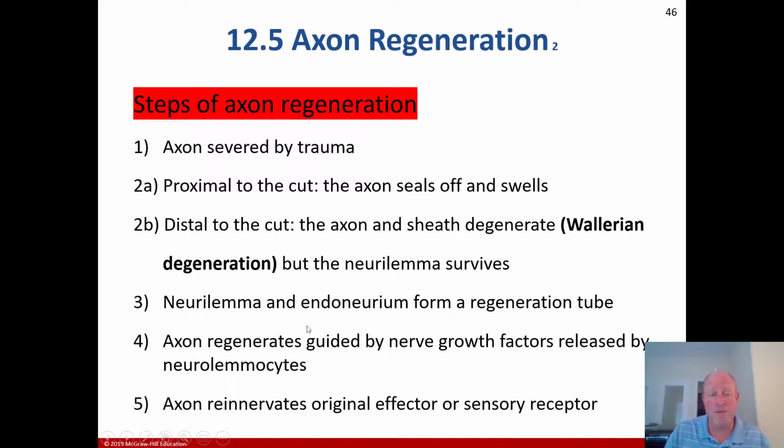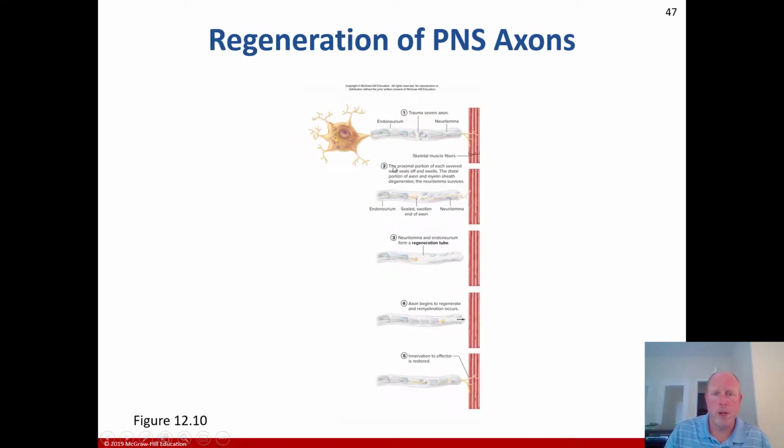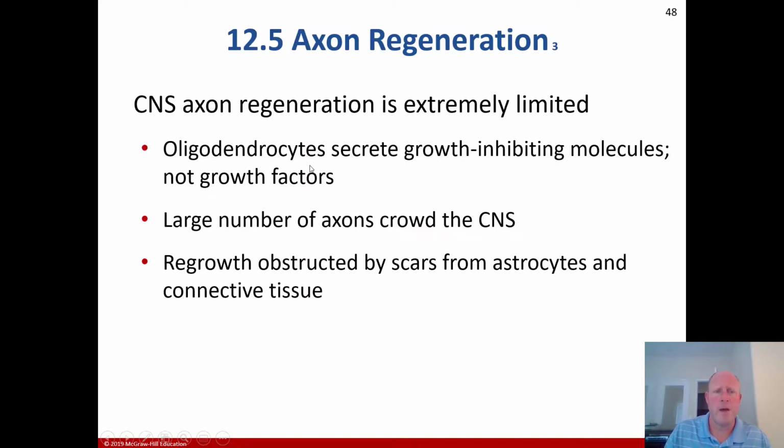But the neurolemma survives. The neurolemma and the neurium form a regeneration tube. And the axon regenerates, guided by nerve growth factors that are released by the neurolemmacytes. That axon reinnervates the original effector or the sensory receptor. So in that respect, I'm not going to go over the individual steps here once again for the regeneration of the PNS axons. But CNS axon regeneration is extremely limited.